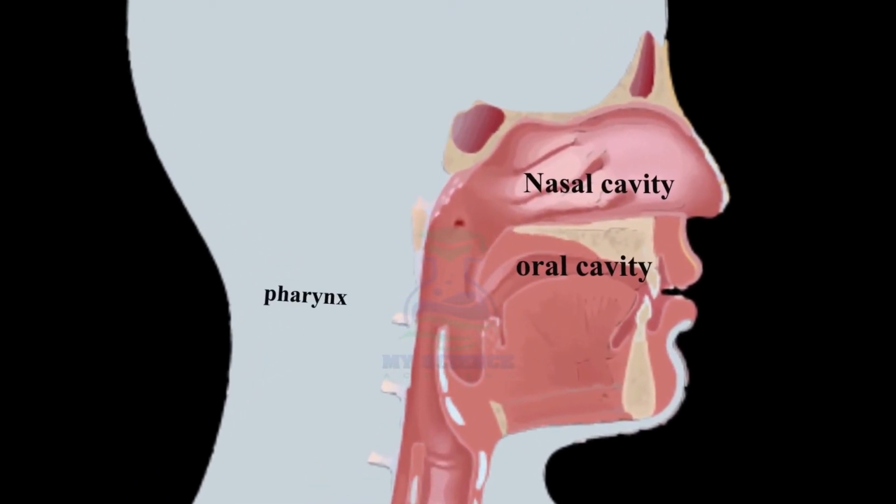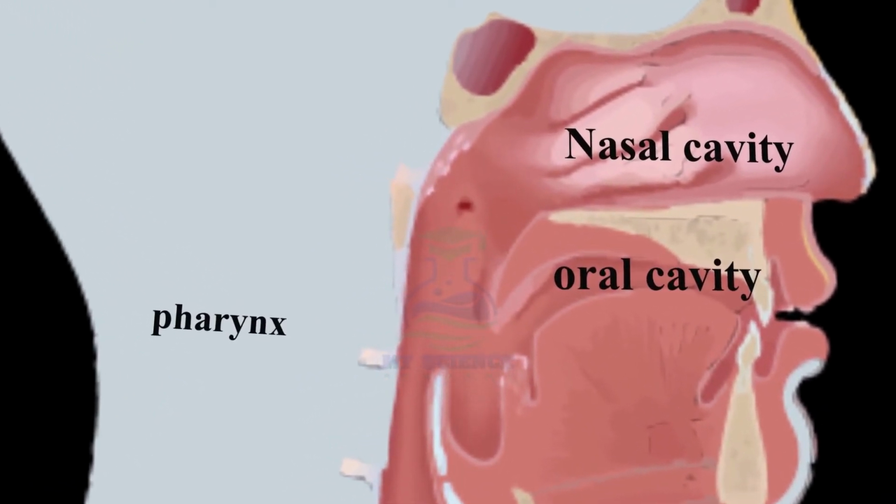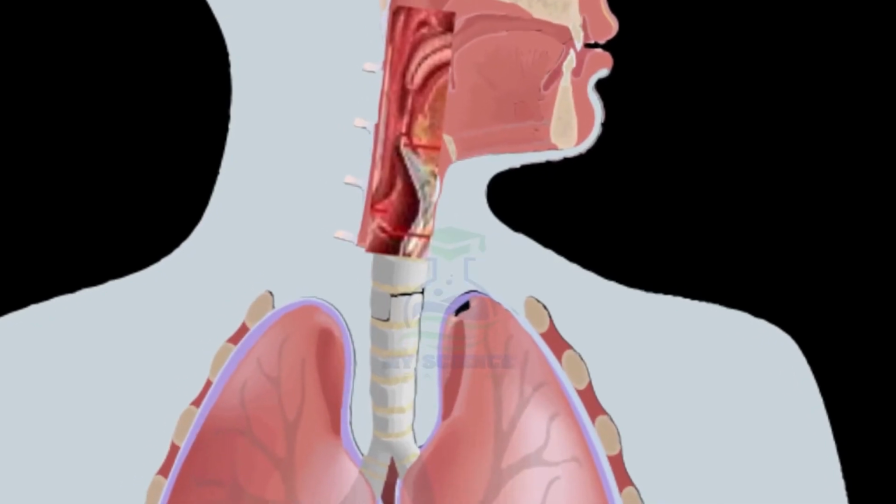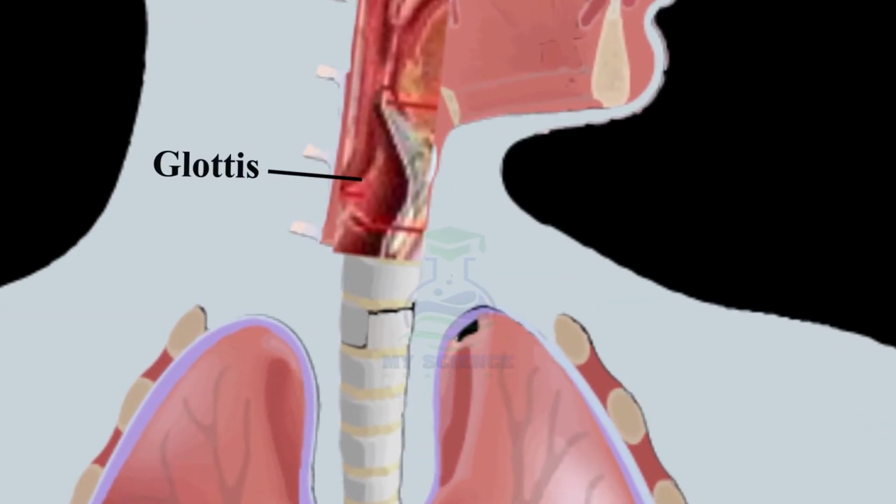Air from nasal cavity enters into the pharynx through internal nostrils. Pharynx is a muscular passage and is common to both food and air. It extends to the opening of esophagus and larynx. There is present a narrow opening at the floor of pharynx called glottis. As the air enters from pharynx into the larynx, the glottis is protected by a flap of tissue called epiglottis.